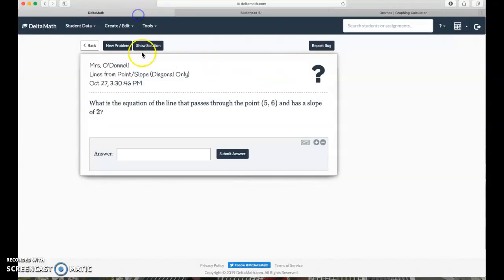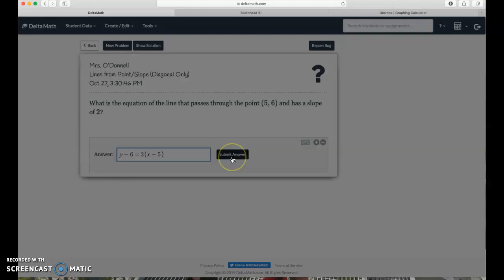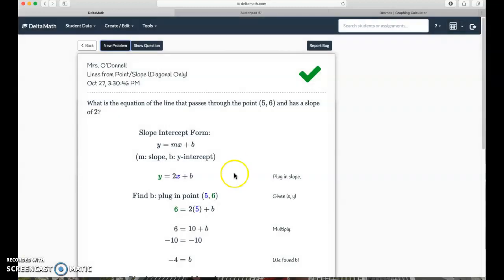Cool. So for this one, we could just go ahead and type in y minus my y coordinate, which is 6, equals my slope times x minus my x coordinate, which in this case is 5, right? Because my point's always given to me x comma y. And submit. Yep, and Delta Math liked it, okay?